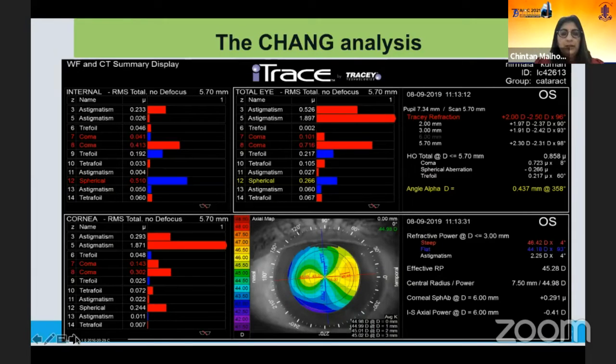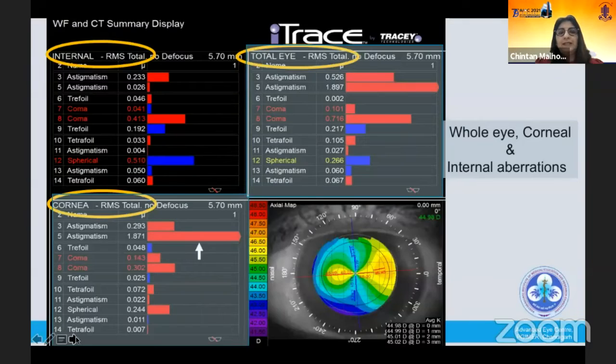So for example, one part, on the left-hand side, we have the aberrations which are provided by the total eye. We have the internal and the corneal. The corneal aberrations are separated from the total eye aberrations, and that gives us the remaining internal aberrations, which are mainly derived from the lens. And perhaps this ability to separate the corneal from the internal aberrations is what makes the iTrace most useful.